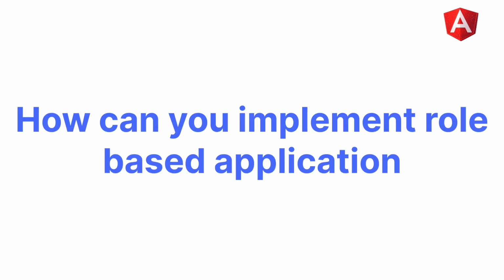Understood. Okay. And if you need to implement a role-based application, where some users don't have access to a particular route, how will you implement that functionality? We can protect the routes using route guards. Basically we have to implement a CanActivate route guard. We implement the CanActivate interface, which has a canActivate method.